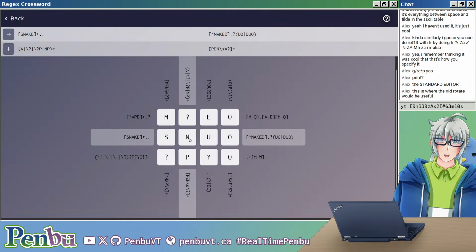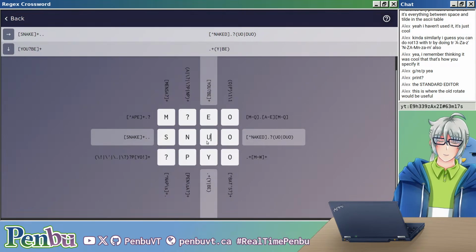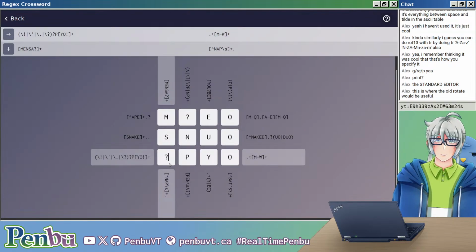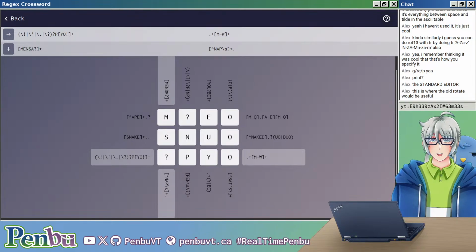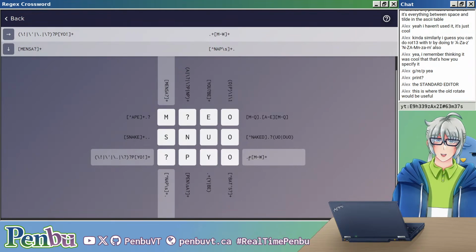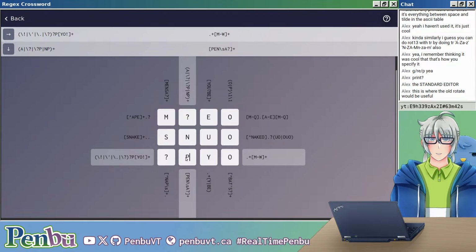Because otherwise this is a D. Well, we don't have a D in anything here, so it's not a D. We already know this has to be a U and O because that's forced. This is a question mark. Question mark is not one of these characters. It is one of these characters. Okay. We're missing anything. Dot plus. So that's satisfied there.